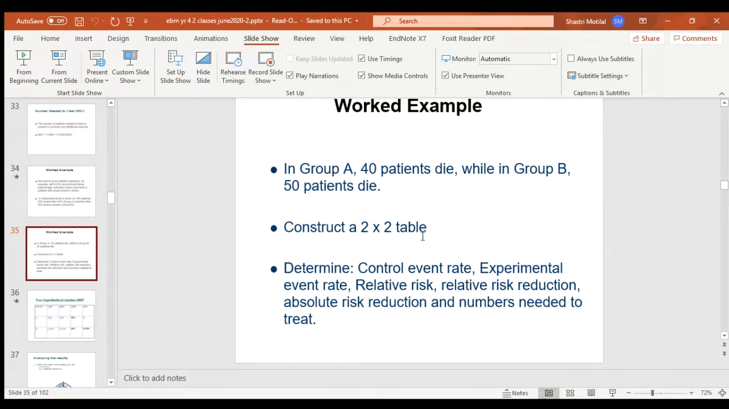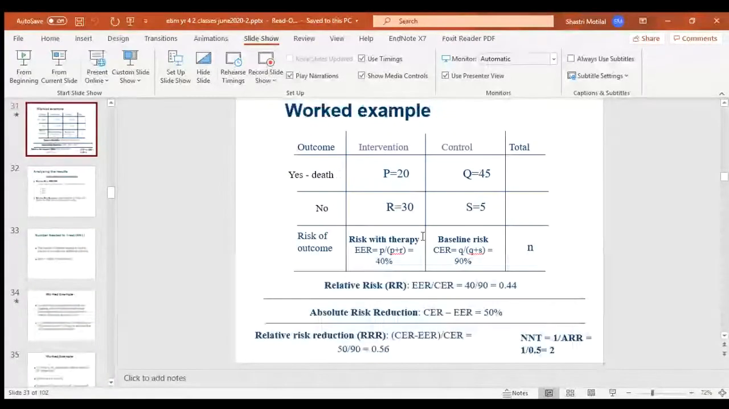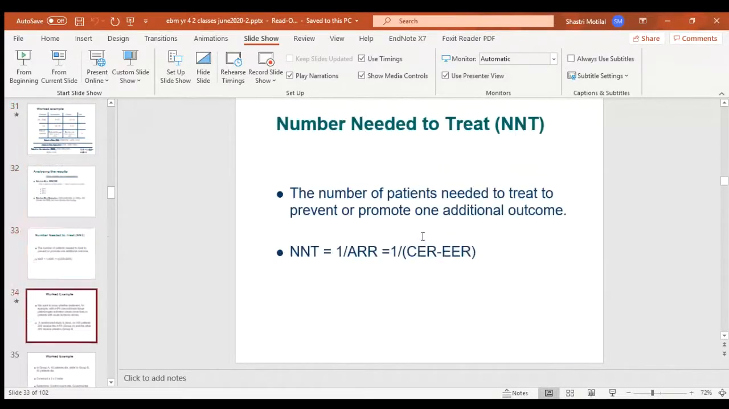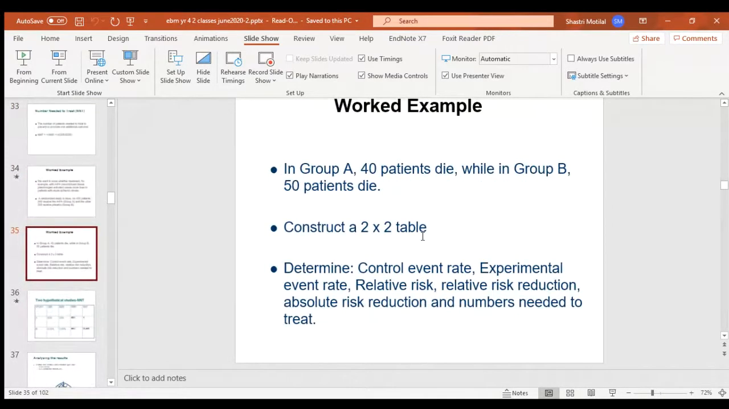What I want you all to do is, on your own, on a piece of paper or whatever is easiest for you, construct the 2 by 2 table, which is really this table, with all the calculations. You could refer to the PowerPoint presentation if you have it open on your device. I want you to work out the control event rate, the experimental event rate, the relative risk reduction, the absolute risk reduction, and the number needed to treat.